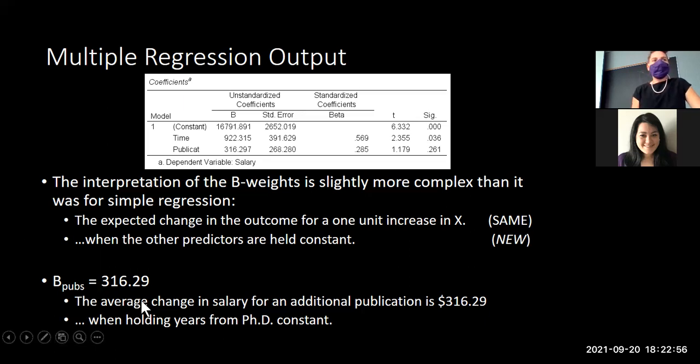And so here's my example. The average change in salary for an additional publication is $316, holding years from PhD constant. If you want an image of that, it's me and then Dr. Kim, who's in my program as well. We started at the same time, so our years from PhD is constant. And every time one of us publishes a paper, someone would walk into our office and hand us a $316 check.